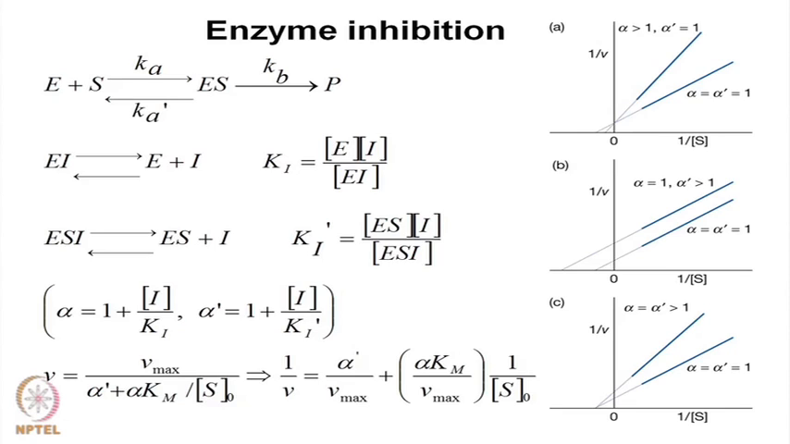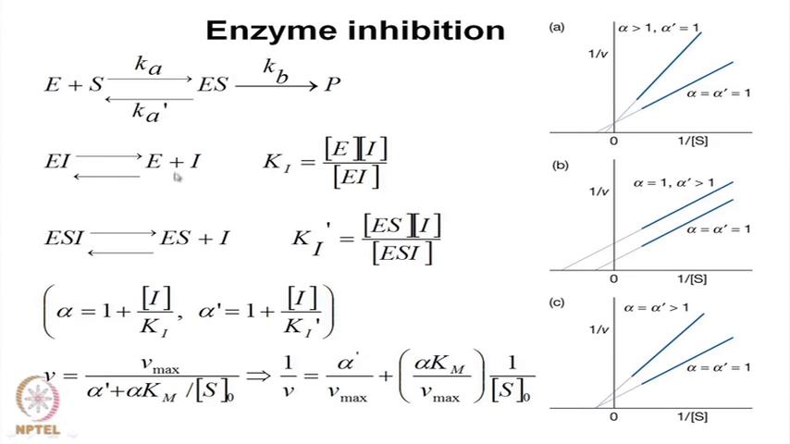So, let us look into the chemical scheme for enzyme inhibition. In this particular scheme, enzyme plus substrate produces the enzyme substrate complex, which then produces the product with a rate constant of Kb. K is the forward rate constant for ES formation, and this is the backward rate constant, the dissociation of the ES complex.